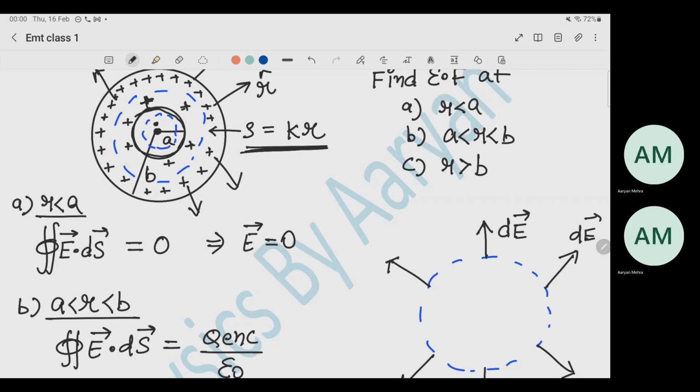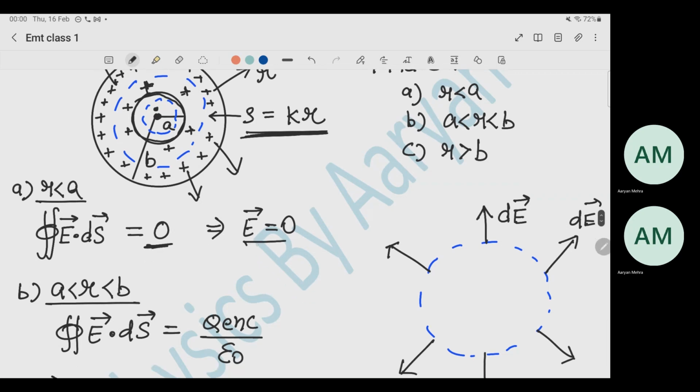Now let's begin. I assume the Gaussian sphere inside this area because r is less than a. In this imaginary Gaussian surface there is no charge enclosed, so the electric field will come out to be 0. So the electric field is 0 for r less than a. Now let's find it for r greater than a but less than b, so in between the body.